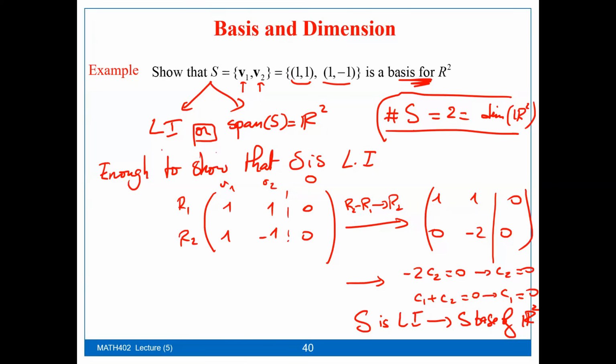Okay, so no need here to show that S is a spanning set. It is enough to solve the homogeneous system, no need to solve the full system. People sometimes also show that it's a base by showing that the determinant is non-zero. This is also possible.